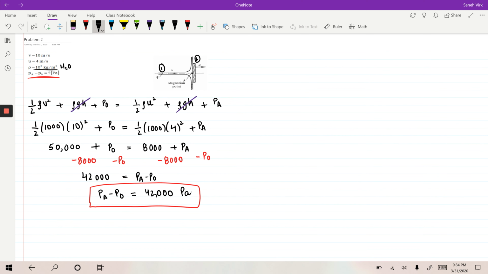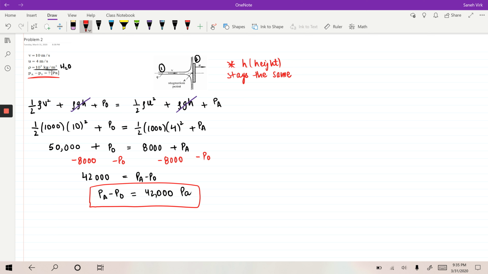I'll just put a side note so that we know why the rho GH canceled out. Because H, which is height, stays the same.